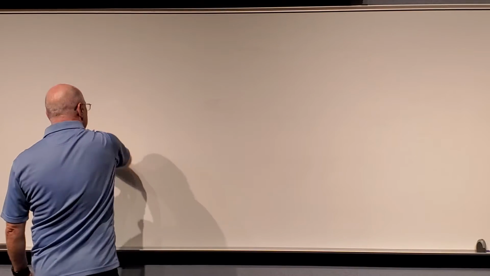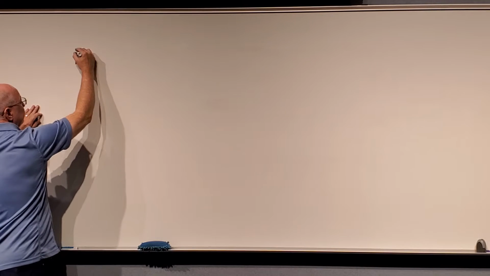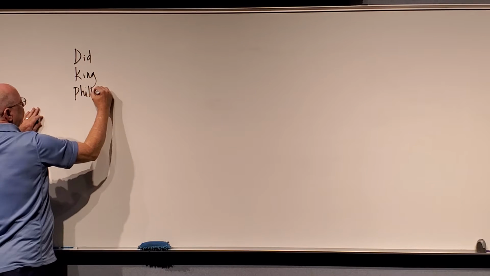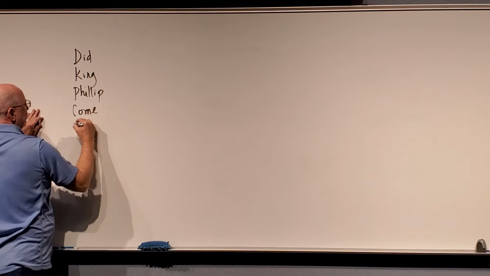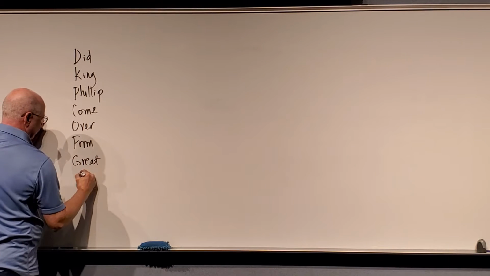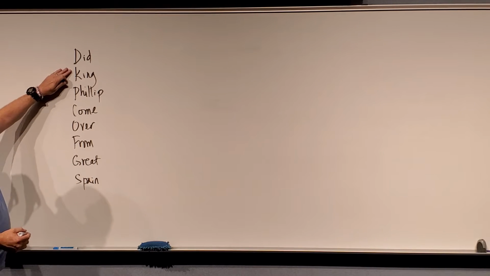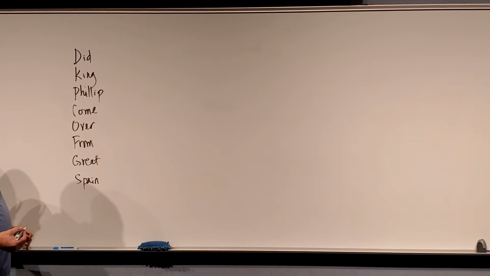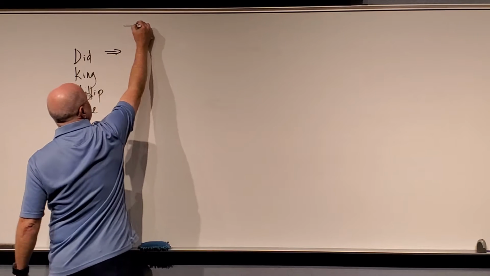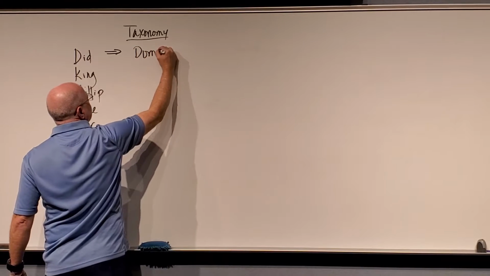So, when it comes to the classification of organisms, there's a funny sentence that is taught in biology class, and it says, did King Philip come over from Great Spain? And there's a number of different sentences. You can come up with your own, but if you take the first letter of each one of these words and come up with a funny way of saying it, then you can think of what it really means in the taxonomy. When we talk about taxonomy, we're going to talk about the domain.